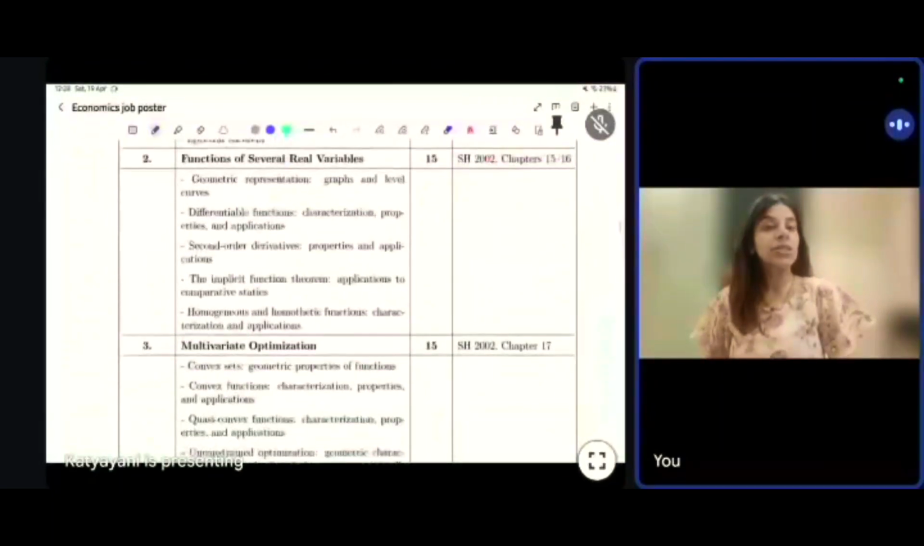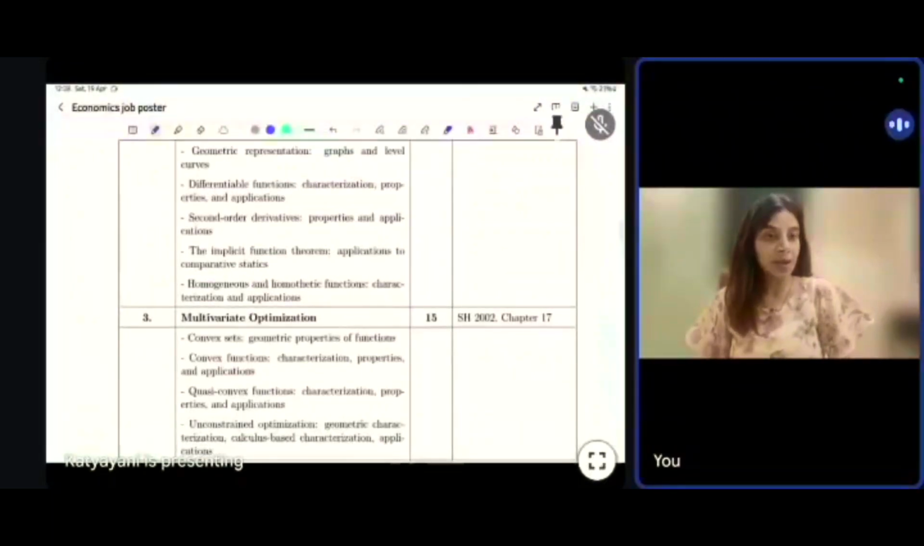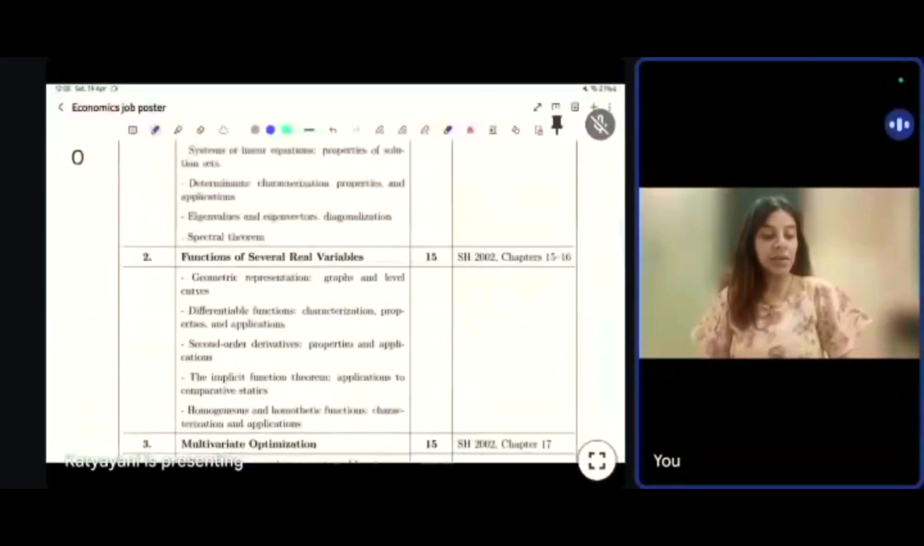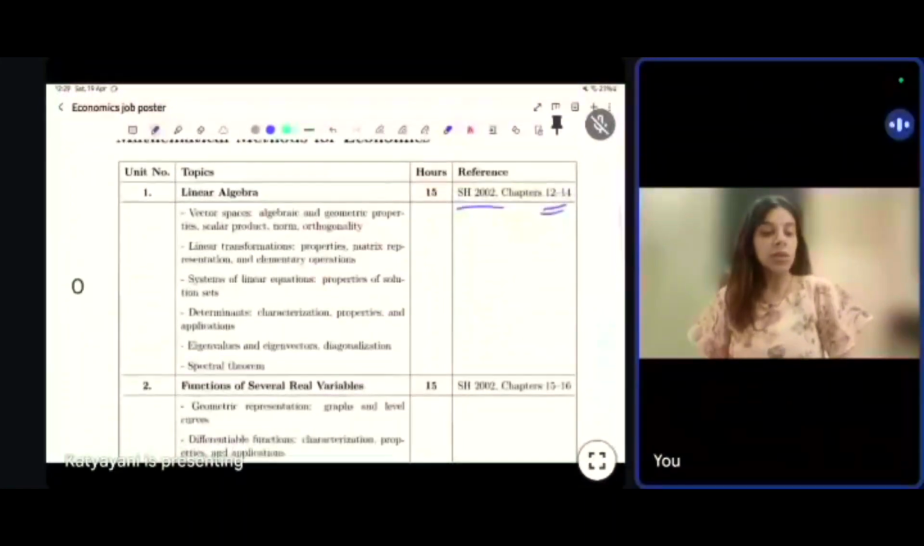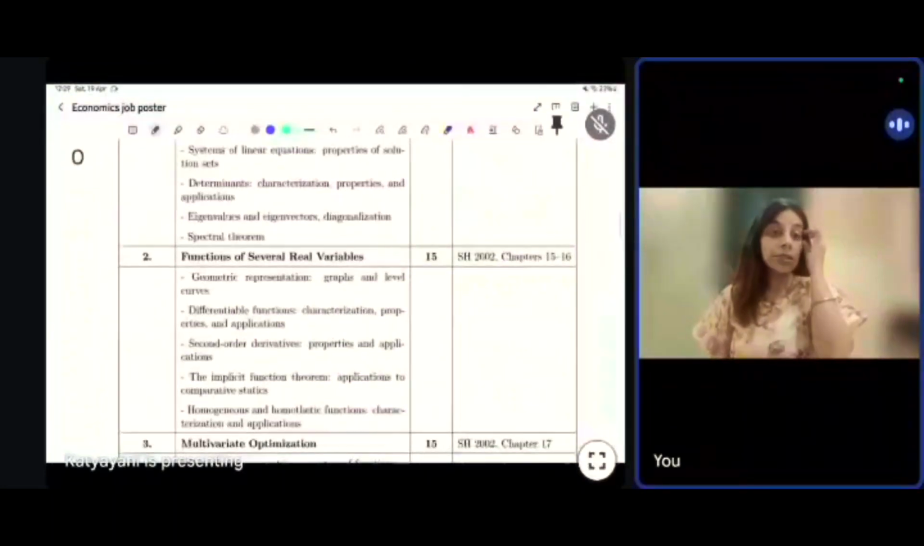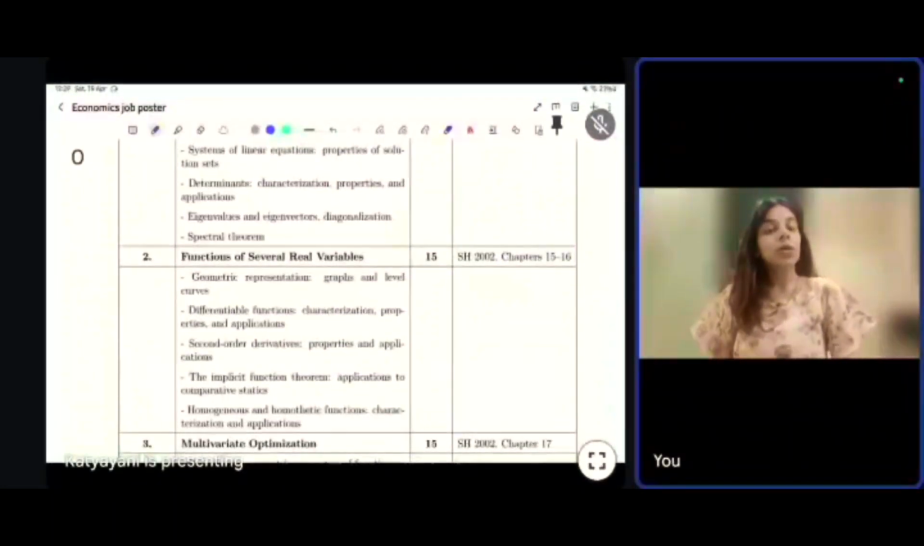And lastly, the third unit is about multivariate optimization, where we'll be studying about the different types of sets like convex sets, concave sets, their geometric properties, what are convex functions, what are quasi-convex, what is unconstrained optimization, and so on. And then we'll be seeing all of that geometrically as well, right? For that, we'll be doing chapter number 17 of Sydsaeter and Hammond, again, which is the second edition, right? So the Delhi University also prescribes the hours needed for each unit, so it's 15, 15, and 15 hours. That is the amount of classroom learning that you need for one particular unit, right?